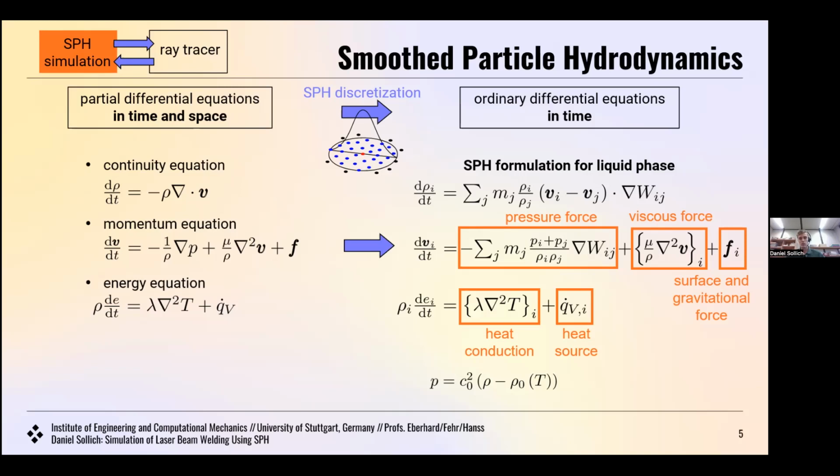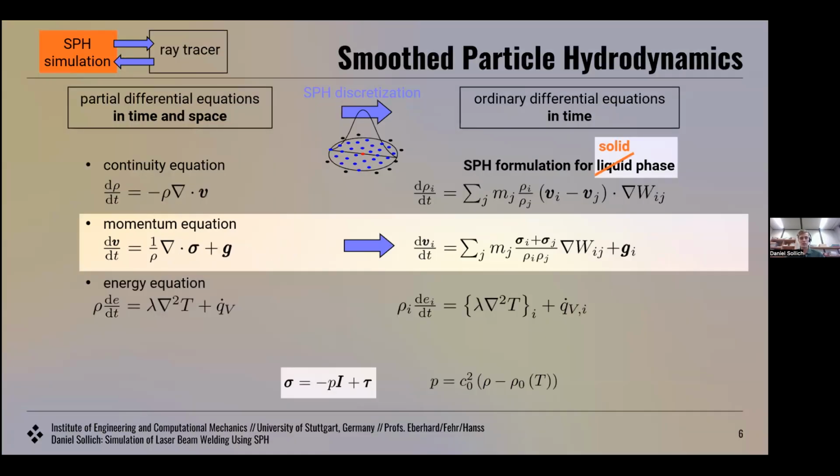Then I also want to mention that we use the weakly compressible SPH method, with a stiff equation of state, as can be seen here in the bottom of the slide. And we use a temperature-dependent reference density in order to account for thermal expansion and contraction of the material. For the solid phase, the equations look very similar. The only difference is in the momentum equation, where we now use the Cauchy stress tensor. And for the deviatoric part of the Cauchy stress tensor, we apply the updated Lagrangian method.